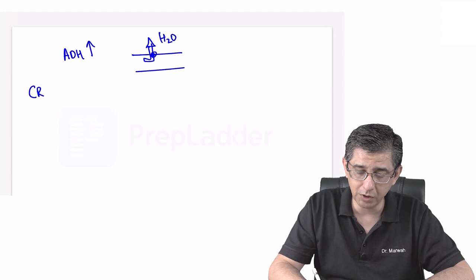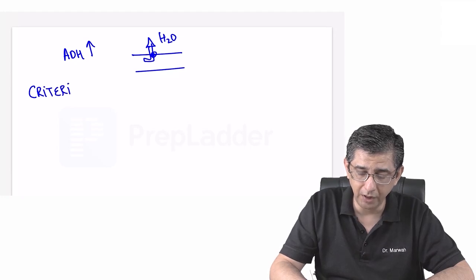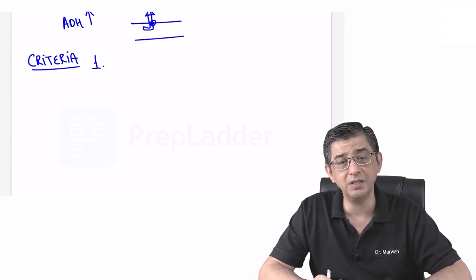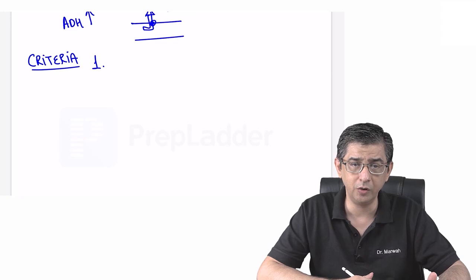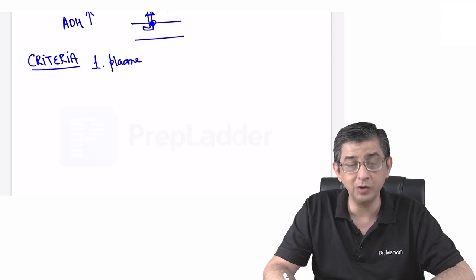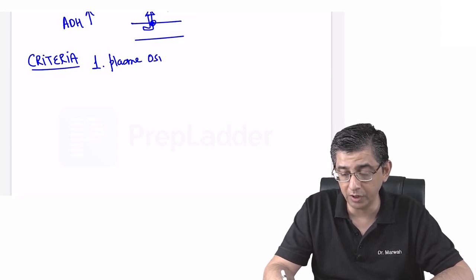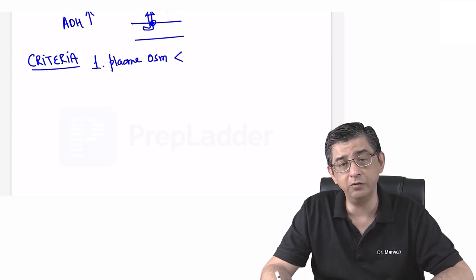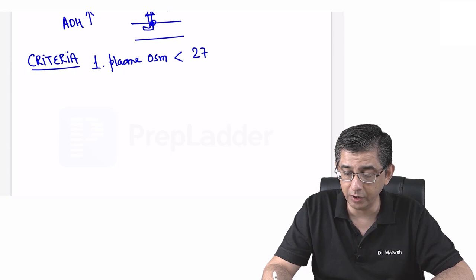So we're going to talk about some important criteria in SIADH which are to be followed, and these patients will be having scanty urination or less urine output. The first and foremost thing that needs to be demonstrated in this person is that because more water is coming back in the body, the dilutional component will set in and the plasma osmolality will reduce.